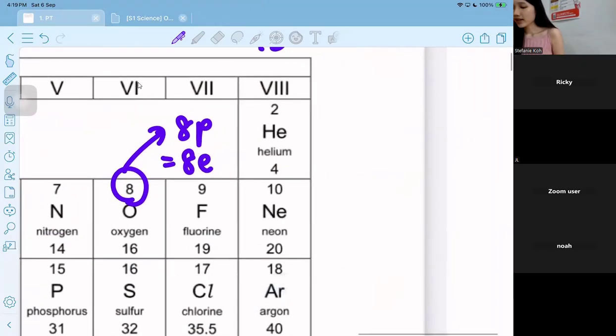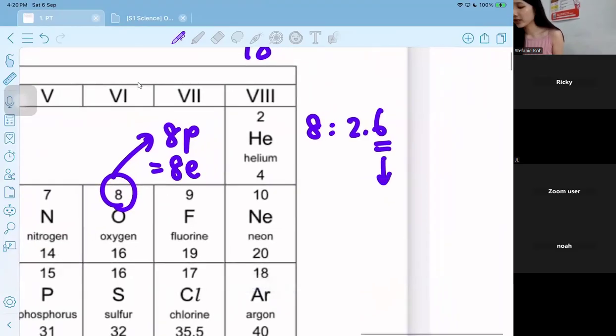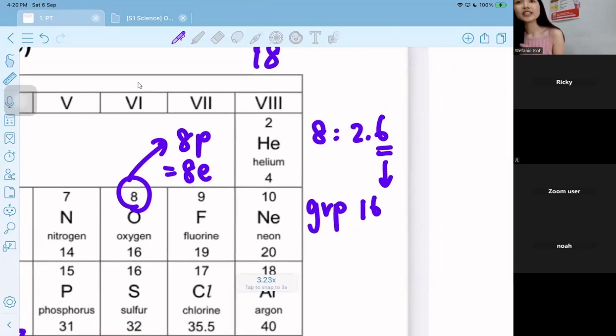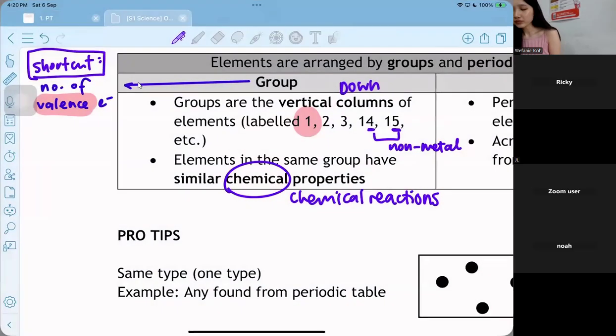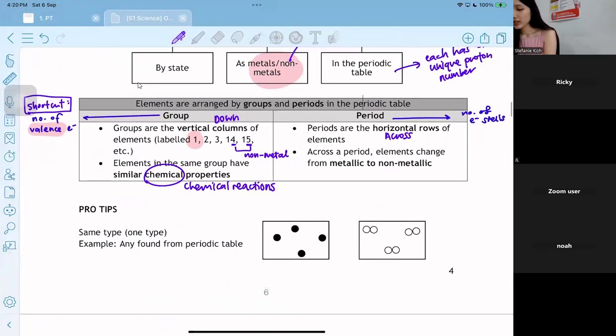Then from there, 8 electrons, if you were to write out the electronic configuration, what would it be? You learned it, right? The configuration is 2.6, right? And where is oxygen? It will be found in group 16 because it is non-metal. Okay, and then you just follow the last number. So that's for the group number.